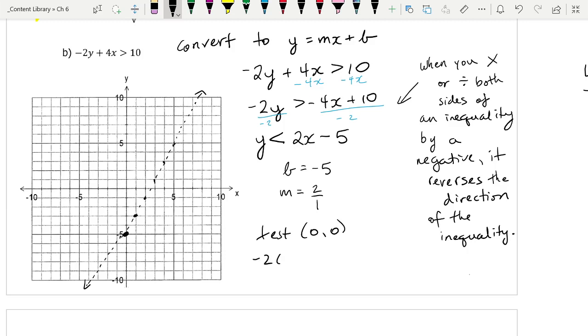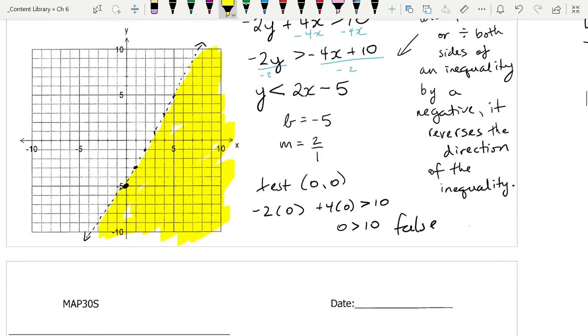So does -2 times 0, go back to the original equation, by the way, -2 times 0 plus 4 times 0 is more than 10. Is that a true statement? Is 0 more than 10? It's false. So (0, 0) is not in the answer. So this side is my answer. So that side's my answer. And there it is. All right, I'll give you a second to shade, and then let's move on to the next example.